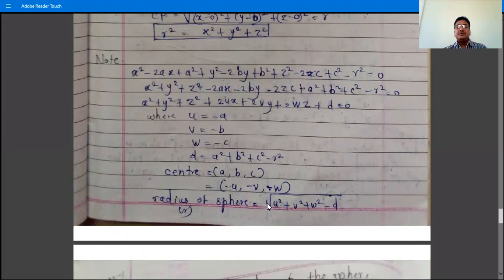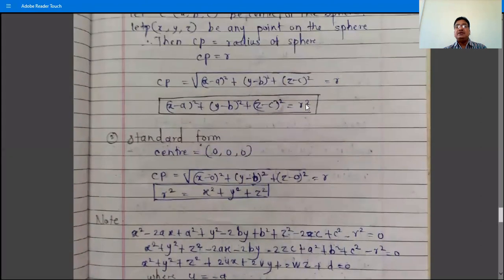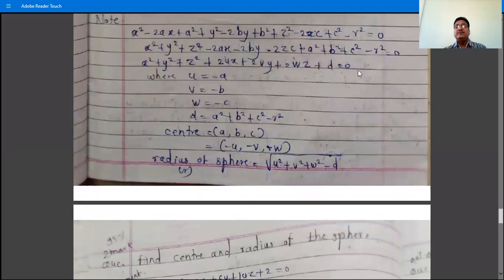And what is the radius of the sphere? The radius of the sphere in old notation is r. So what is the value of r? If we shift r squared to the LHS and d to the RHS, then r squared is a squared plus b squared plus c squared minus d. And therefore r is root of a squared plus b squared plus c squared minus d. But a is minus u, so its square is u squared. b is minus v, its square is v squared. c is minus w, so its square is w squared, minus d.